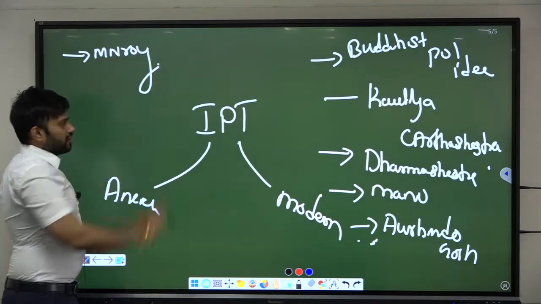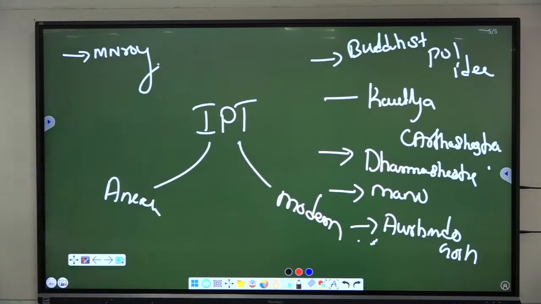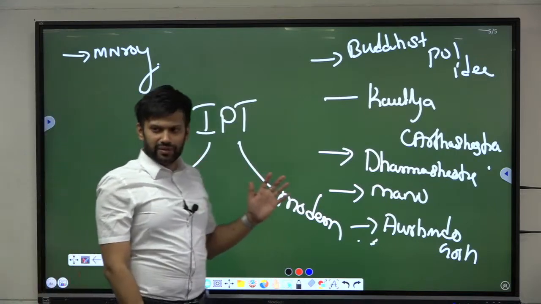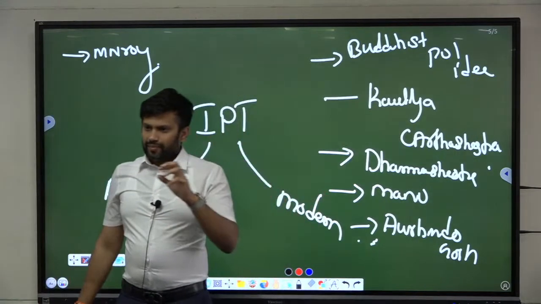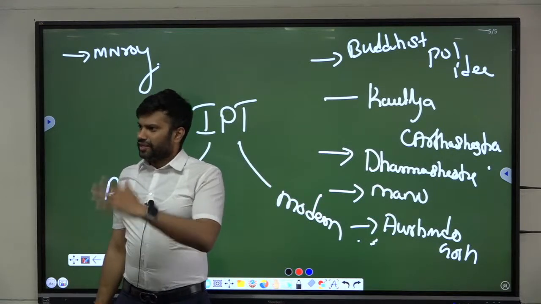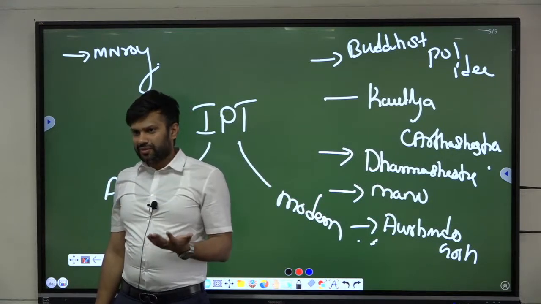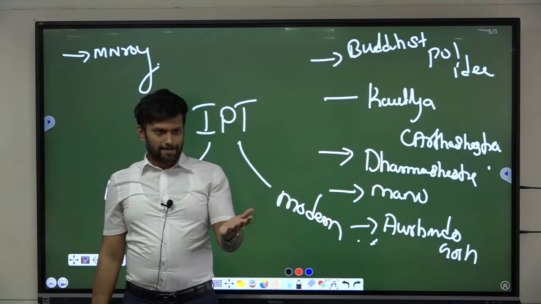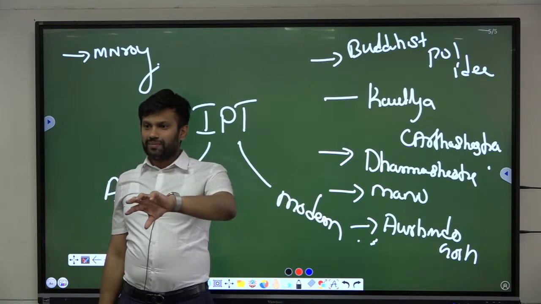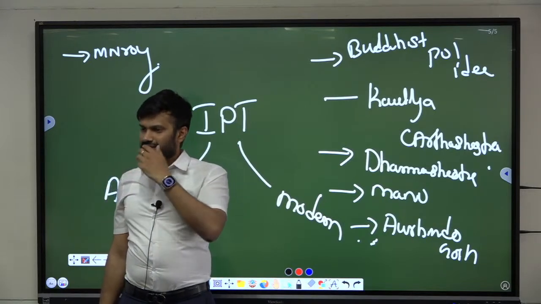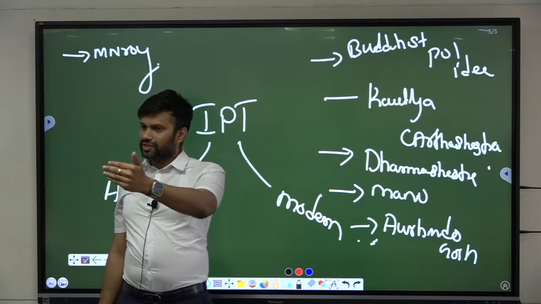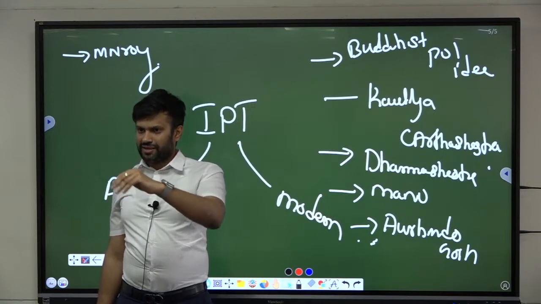M.N. Roy, as you would have read in modern history, is a communist, the founder of the Communist Party. But again, we are studying the ideas presented by him. He was a revolutionary, then he was attracted towards Marxism. He became a Marxist, and he was a critic of Gandhi when he was a Marxist.